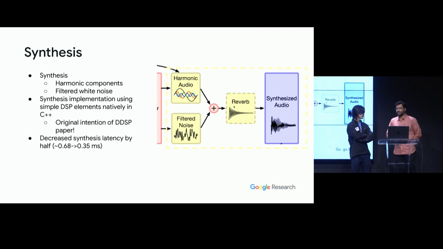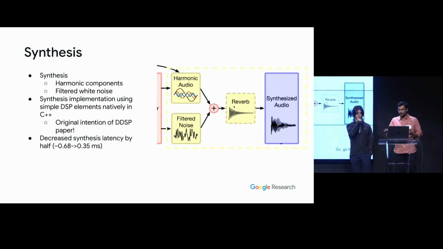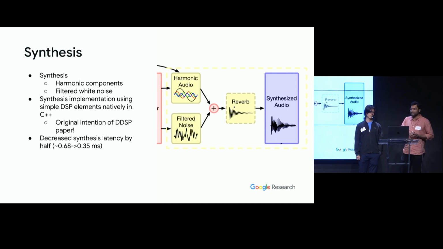All right, so that was the pitch encoder and the instrument decoder. Now let's talk about the synthesis. The synthesis consists of two components, the harmonic audio and the filtered white noise. The parameters for the synthesis are generated from the instrument model. That's 60 harmonic components for the additive synthesis and 64 noise magnitudes for filtering white noise. We replaced the differentiable TF Lite model with more performant DSP components implemented natively in C++. And this was one of the original intentions of the DDSP paper. This native implementation improved the performance by about half compared to the TF Lite model.